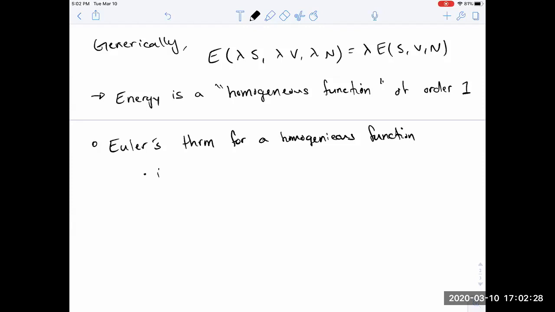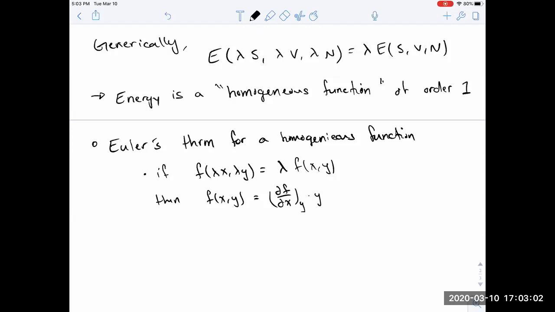that if, for example, f is a homogeneous function of its arguments x and y, such that lambda multiplying both x and y is equal to lambda multiplying f of x and y, just like our energy, then it follows that I could write the function f of x and y as how f changes with x at constant y times x, plus how f changes with y at constant x times y.